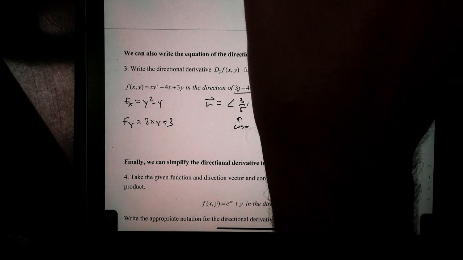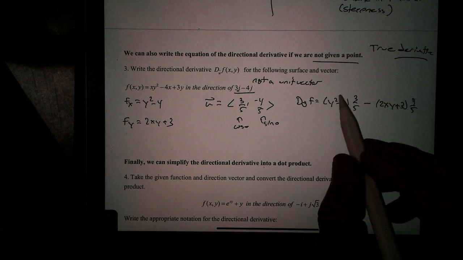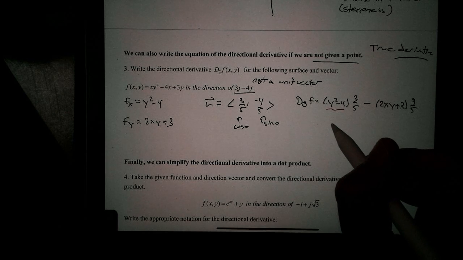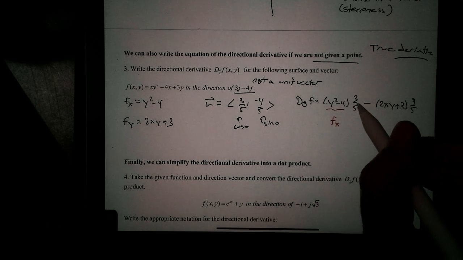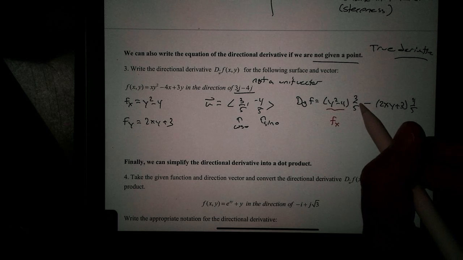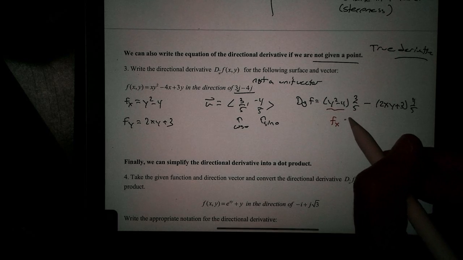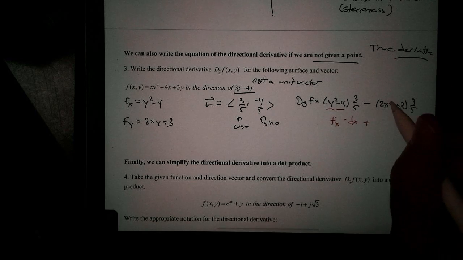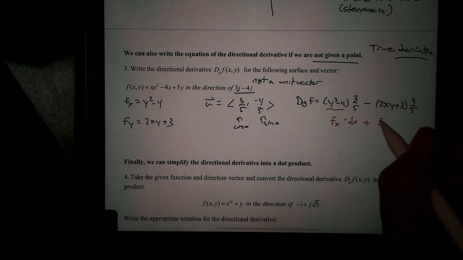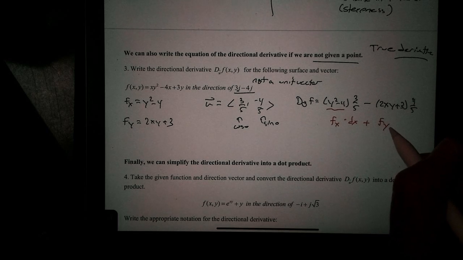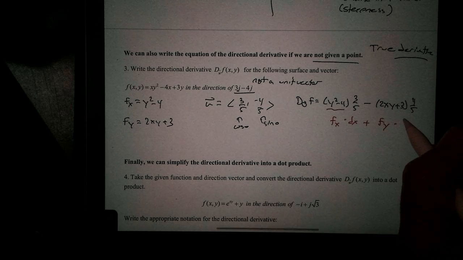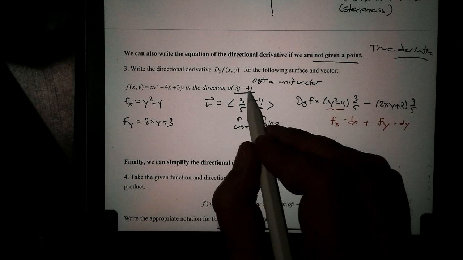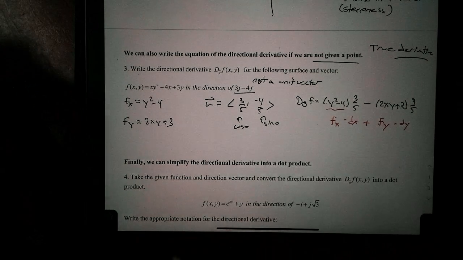Now, let's see if we see something right here. Notice, this is my partial with respect to x. This is the change in the direction of x, dx. Plus, again, don't worry about the minus, let's just get back to that. This is my partial with respect to y, and this is my change in y, how y is changing. Cosine of theta, sine of theta.